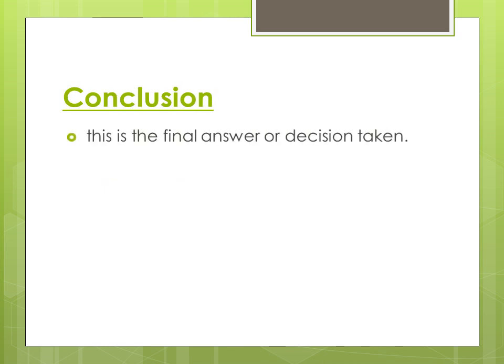Conclusion. This is the final answer or decision taken. Maybe you were calculating the acceleration due to gravity. Your conclusion could be the final answer that you got. Maybe it's 9.82, 9.80, 9.81 meters per second squared. That is your final conclusion, the final answer or the decision that you arrived at.